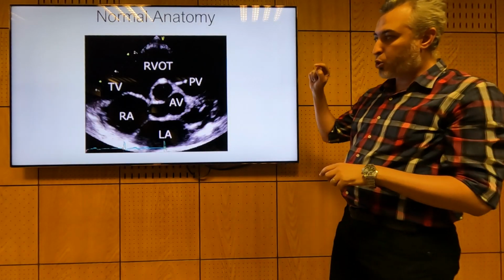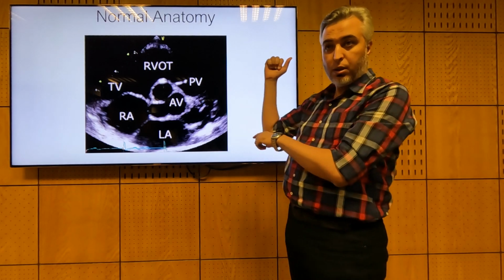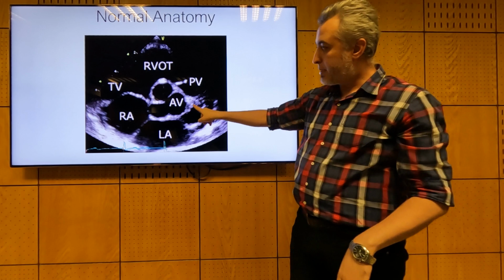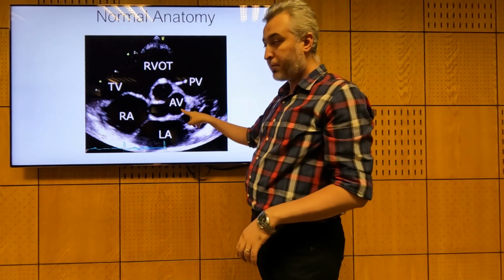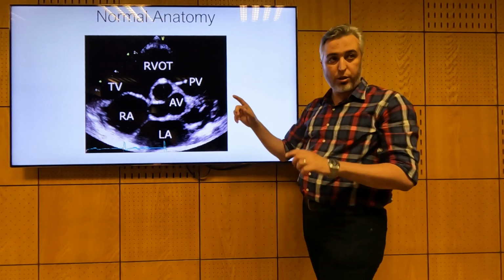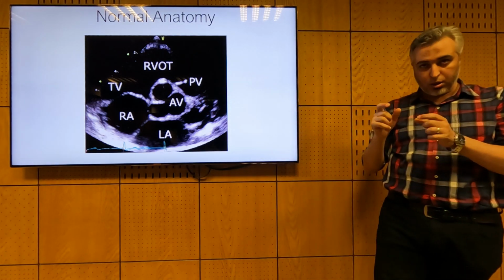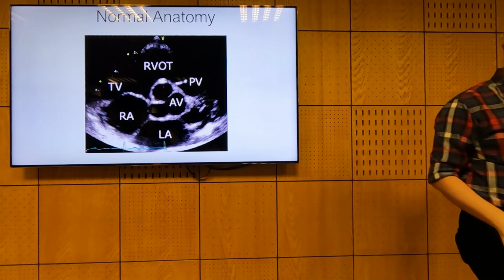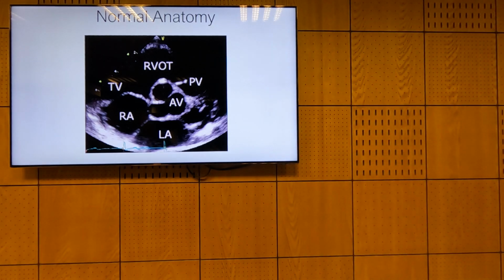I just want to correlate this to the anatomy, because this is a parasternal short axis view on echo, where you can see the aortic valve in short axis, while the pulmonary valve is in long axis. So they cannot both be short axis or long axis together, because they are nearly perpendicular to each other. So they cross each other.